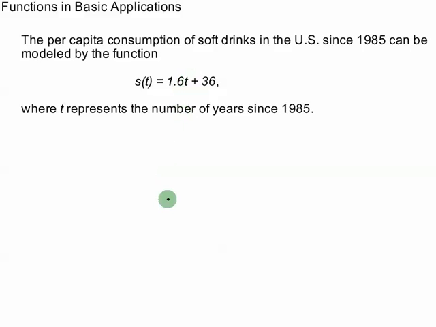So T is the number of years since 1985. So S of T is your function, or like your Y. Your Y, or S of T, is the per capita consumption of soft drinks. And I forgot to put in here, in gallons. So Y, or S of T, is the number of gallons of soft drink consumption. Okay? So let's look at some examples.